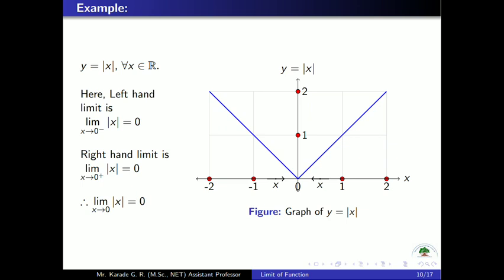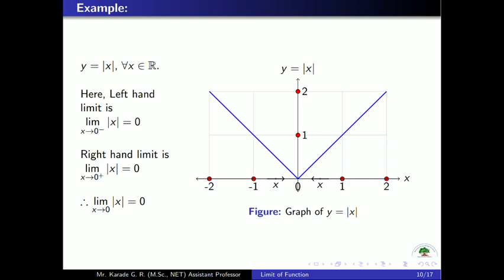Now let us see one example. Consider a function y equal to mod x, and it is defined for all real numbers. Here from the graph we can observe the left hand limit. So limit of function mod x as x extends to 0 minus means x approaching towards 0 from the left hand side of 0, and as x approaches towards 0 the values of function approach towards 0, or the graph of function approaches towards 0.